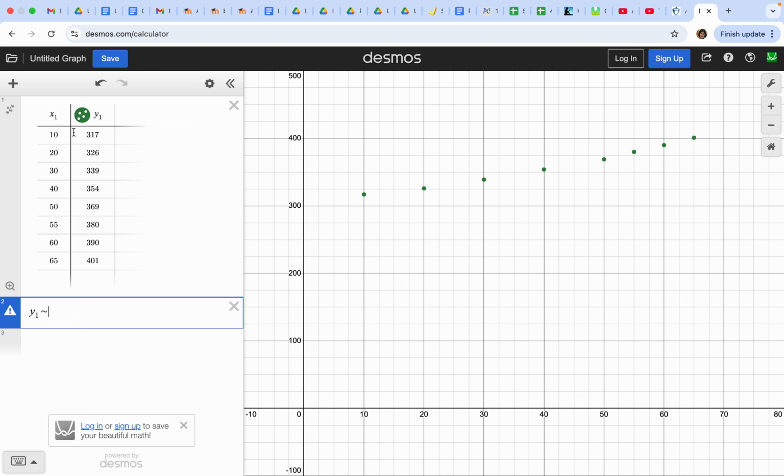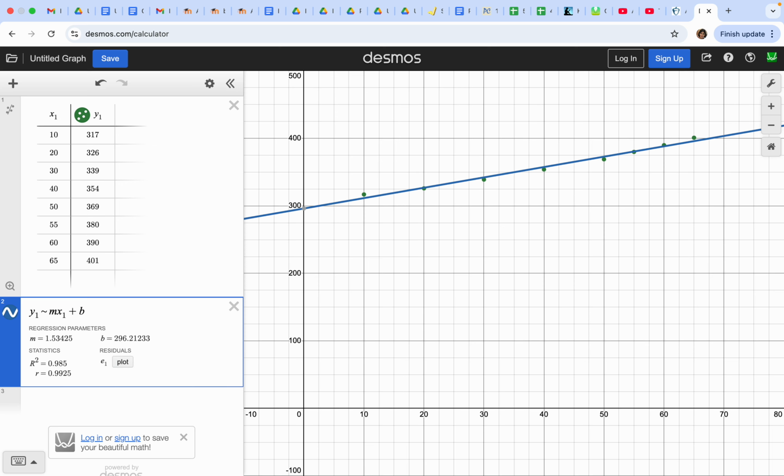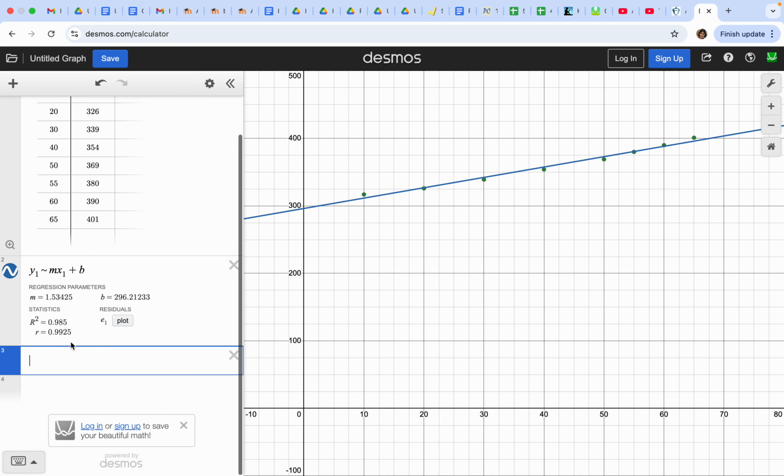If it was linear, we would have m times x1, that x1 data, plus some y-intercept. And it made a line, and it doesn't look too bad. It tells us that r is 0.9925, so it's really pretty good. The closer r is to 1, the better the data fits that model.